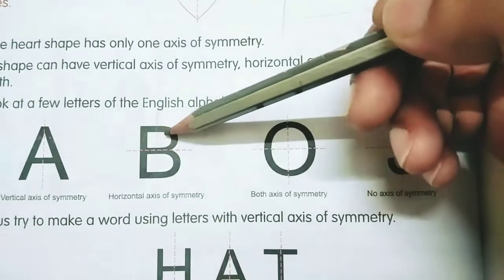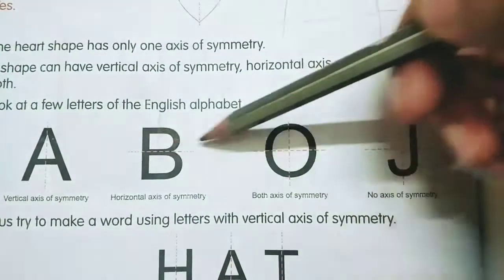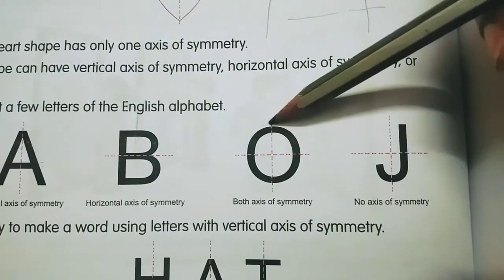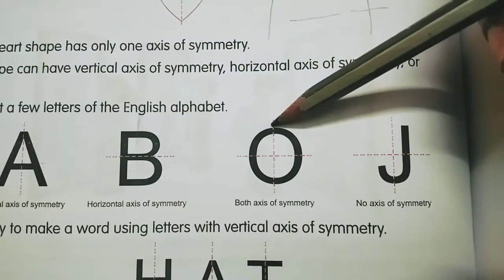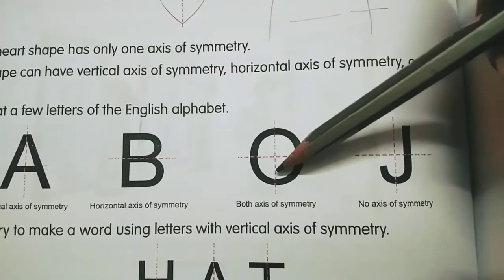Okay, it is equal in shape and size. So when you fold this B along this line, it is the horizontal axis of symmetry. Then this O. O has both axes of symmetry, vertical and horizontal. That means it has both lines of symmetry.